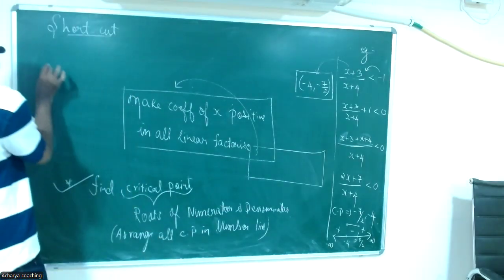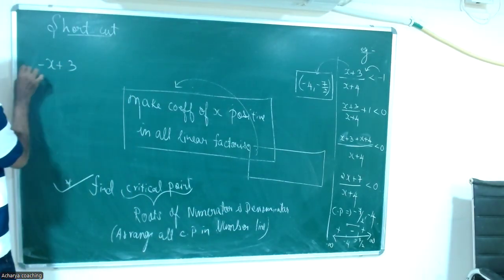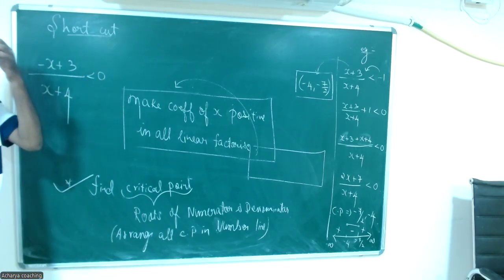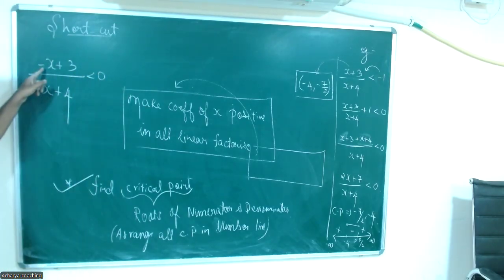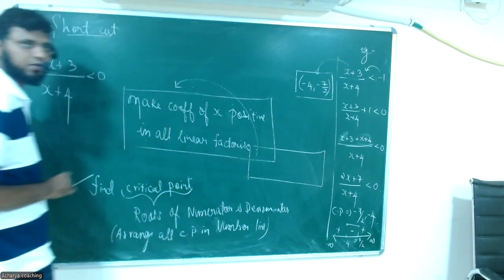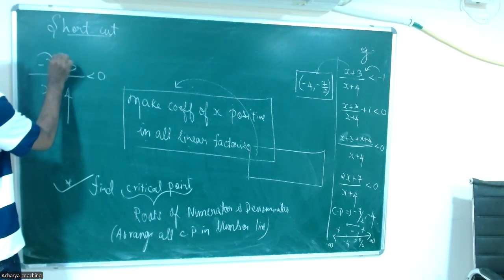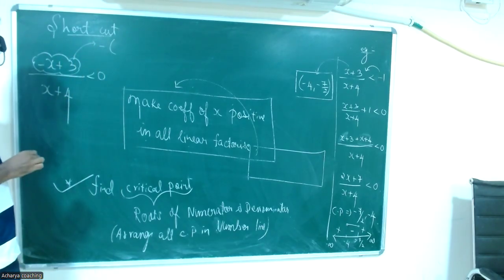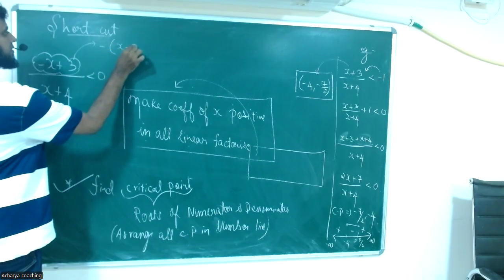So suppose, for example, if I have a question like minus x plus 3 by x plus 4 less than 0. Okay. Now coefficient of x is not positive, so it is negative. So what we have to do, I have written here, make coefficient of x positive in all linear factors. So for this minus x plus 3, I can take minus common. If I take minus common, it will be x minus 3 right here.